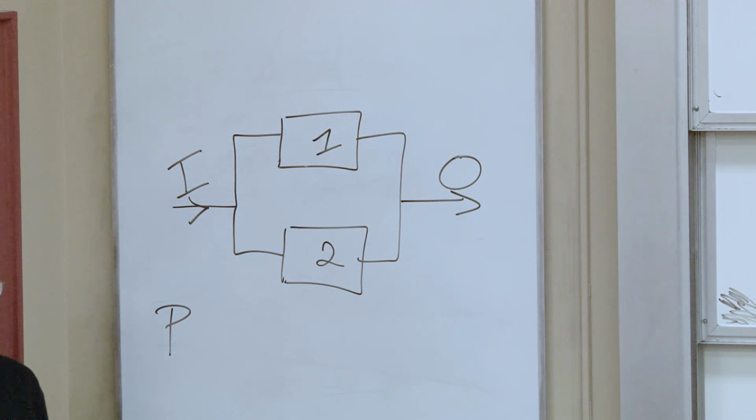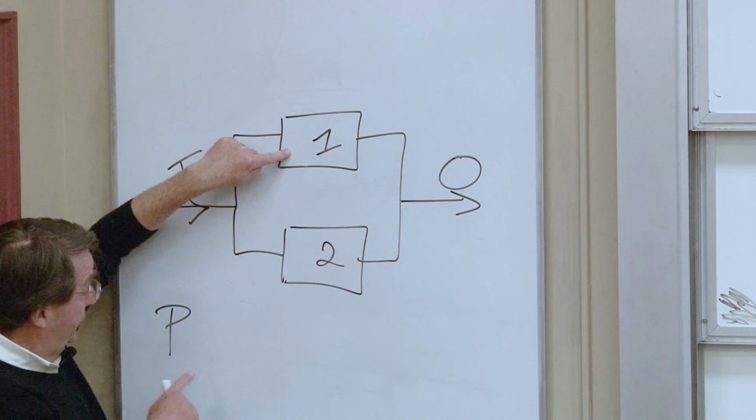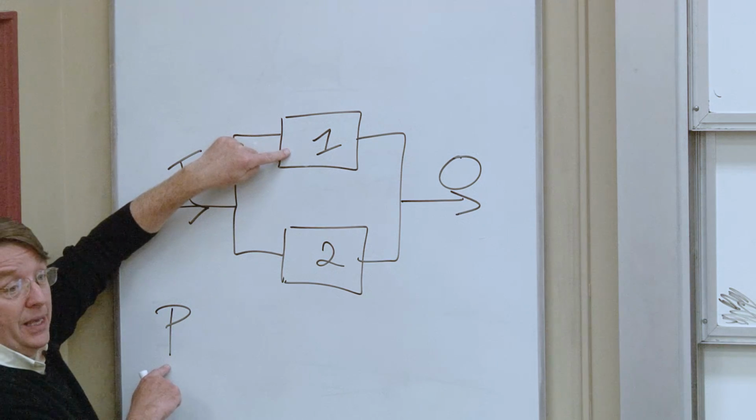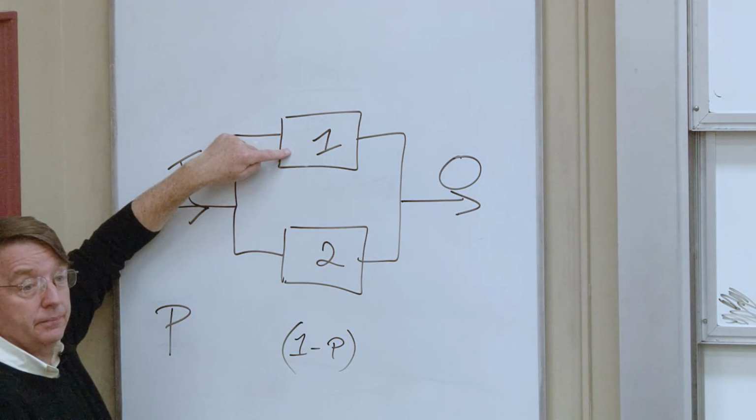Okay? Figure out the system does not work. How does it not work? Both the upper path and the lower path must not work. So that means the upper sensor has to fail. If its probability of success is P, probability of failure is 1 minus P.